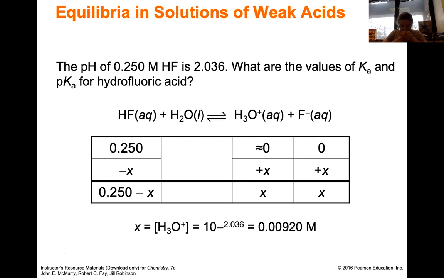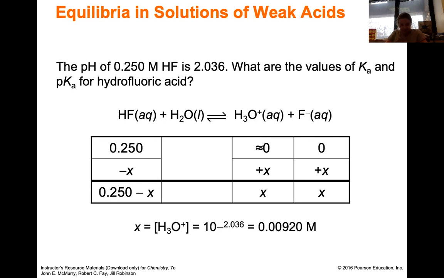We know that if we put in 0.250 molar, we start out with approximately 0 H3O plus and 0 F minus. Some of that reaction will go forward, so negative X, and then on the product side, every HF that dissociates forms 1 H3O plus and 1 F minus, so that's plus X for each of those.